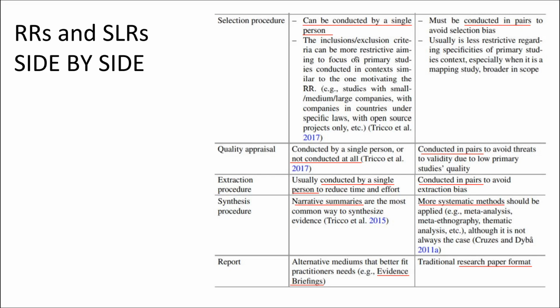Regarding the synthesis procedure in rapid reviews, we usually conduct a simple narrative summary, while in systematic reviews we usually adopt more sophisticated synthesis methods like meta-analysis, meta-ethnography, thematic analysis, and so on. And regarding the way that we report the results of a rapid review, we usually do it through alternative mediums like evidence briefings, while in systematic reviews we report through a research paper.